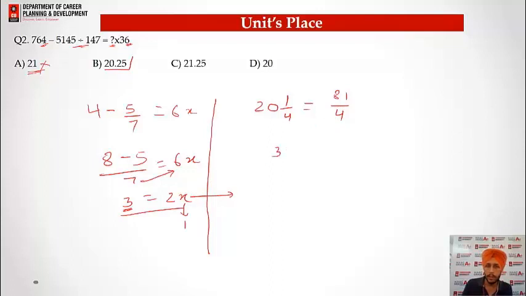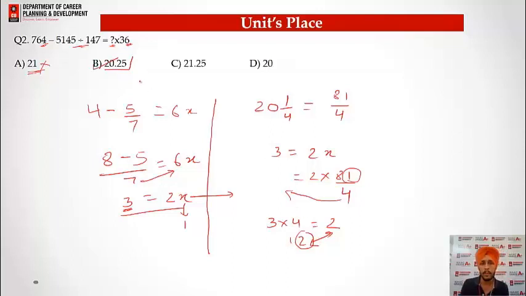Our equation is 3 is equal to 2x. Let's put 81 by 4 in place of x, but we will not cancel this figure. This 4 will be sent to the other side of the equals sign, so that is 3 into 4 is equal to, and we will take the unit place of 81. 2 into 1 is 2, and 4 into 3 is 12, so the unit place is 2. Both sides have the same unit place, that is 2. So we can say option B will be our correct answer.